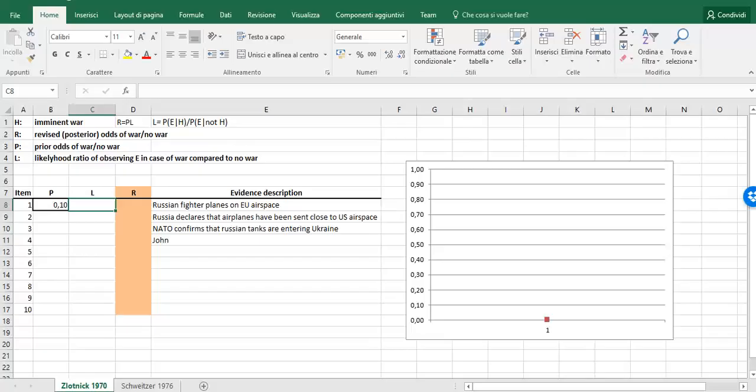So far we have collected only 4 pieces of information. To begin with, Russian fighter planes were observed in European airspace. We estimate the probability of this event to be twice as likely in case of a war than in case of no war. So here we input 2.